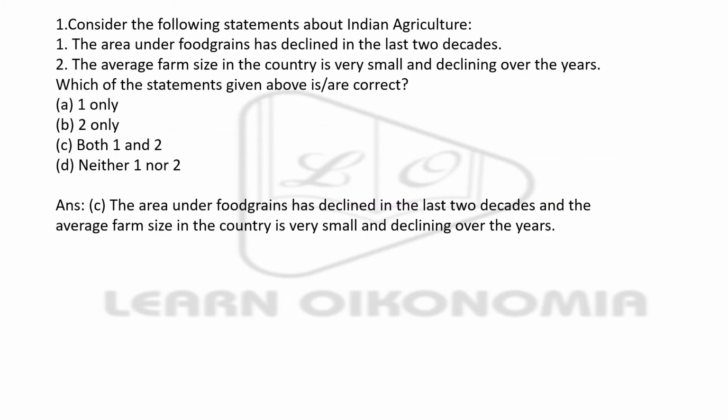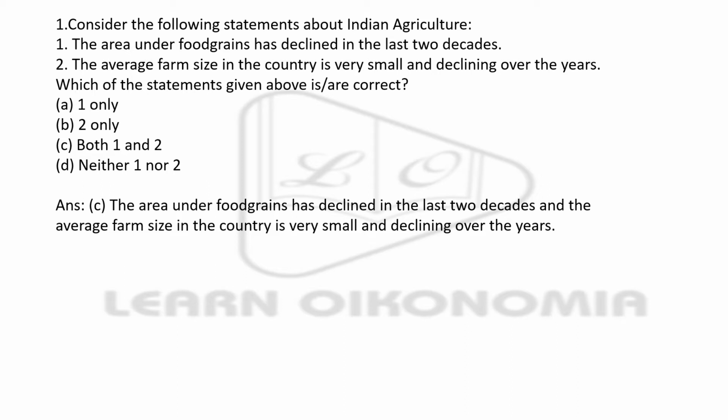Coming to the first question, you are given two statements and you have to see which of these statements is or are correct. The first statement is: area under food grain has declined in the last 2 decades. And the second statement is: average farm size in the country is very small and declining over the years.